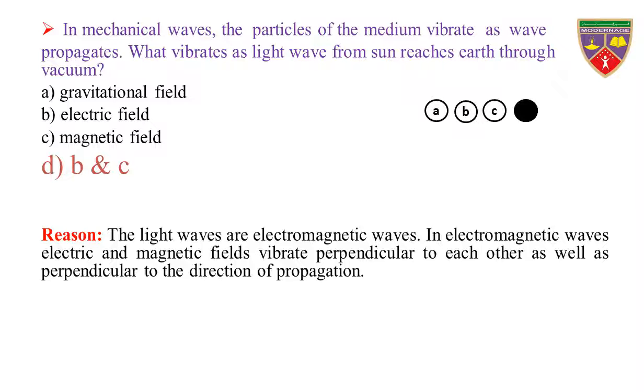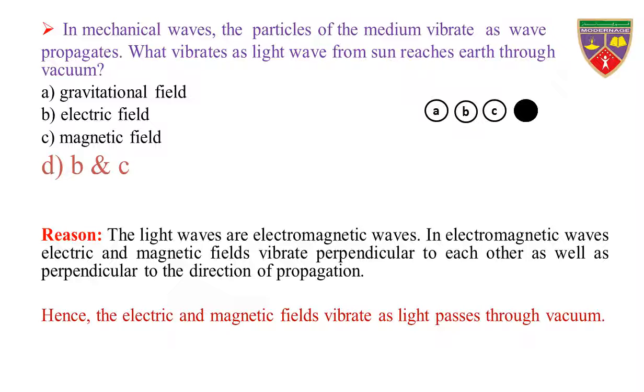Reason: the light waves are electromagnetic waves. In electromagnetic waves, electric and magnetic fields vibrate perpendicular to each other as well as perpendicular to the direction of propagation. Hence, the electric and magnetic fields vibrate as light passes through vacuum.